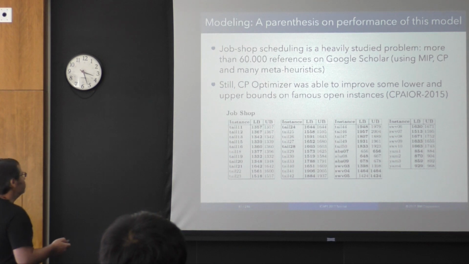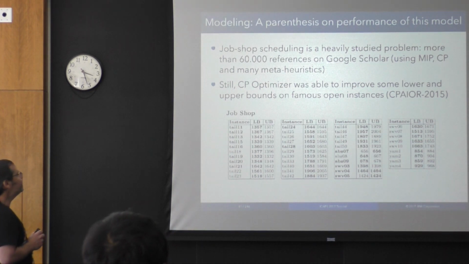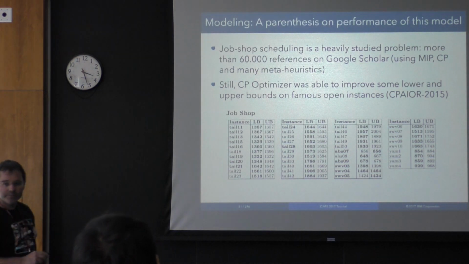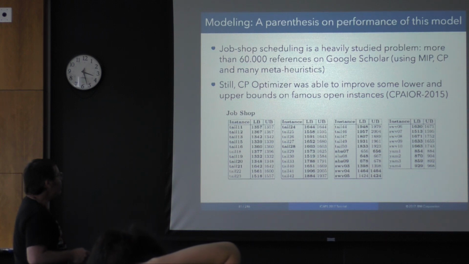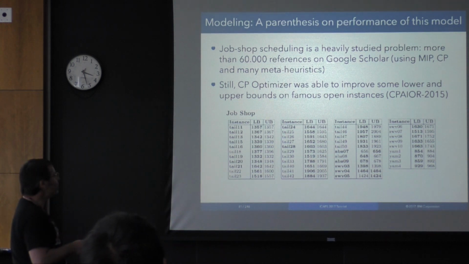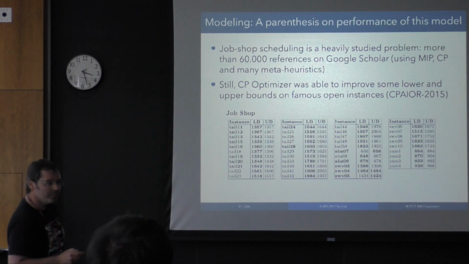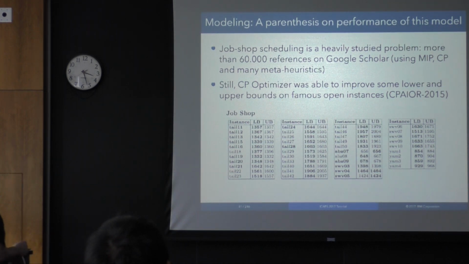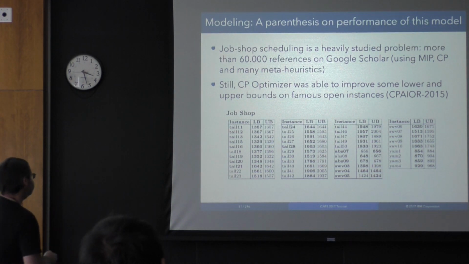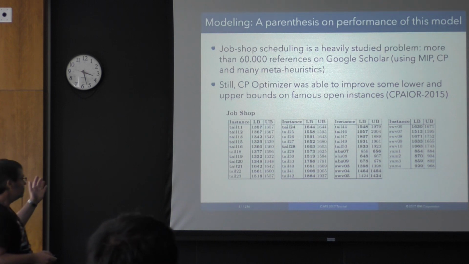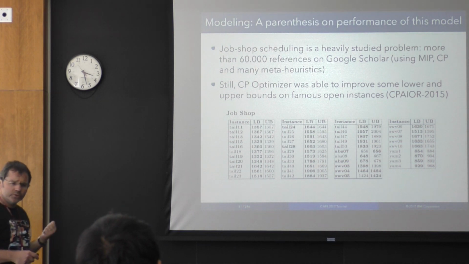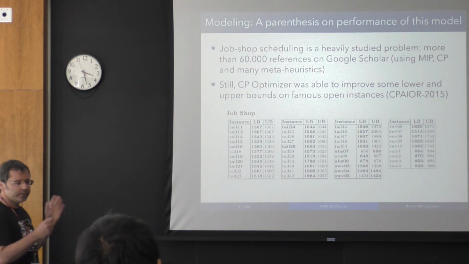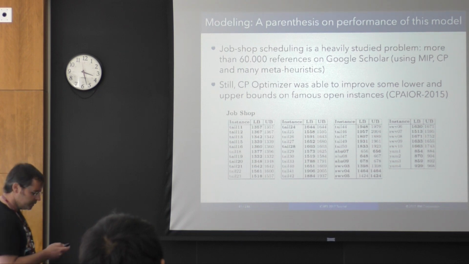Job shop scheduling is probably one of the most heavily studied scheduling problems and maybe combinatorial optimization problems in the literature. Some people in a paper said, I didn't check, that there are more than 60,000 references on Google Scholar about the job shop scheduling problem. There are many methods that have been used, so MIP, CP, many metaheuristics, and still we were able in 2015 to improve quite a lot and close quite a lot of job shop scheduling problems, famous instances that have been here for 30-40 years.